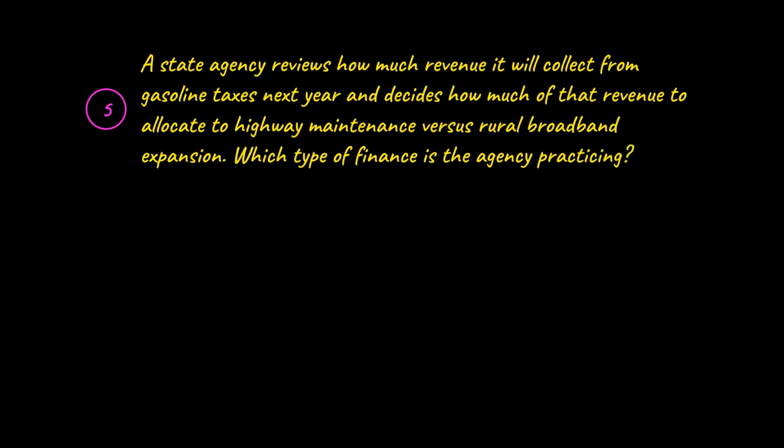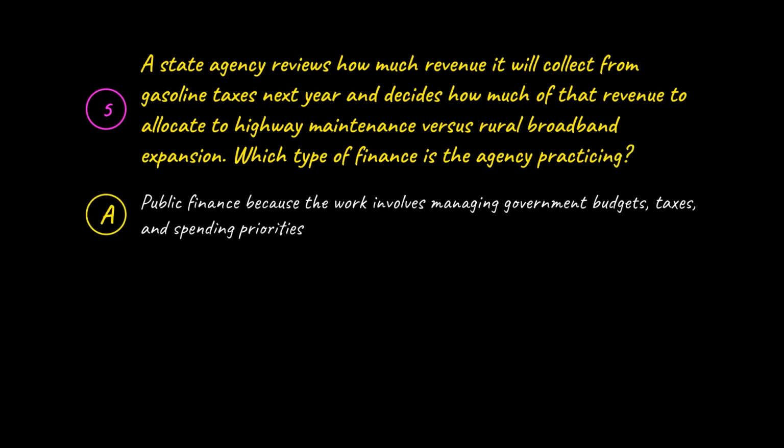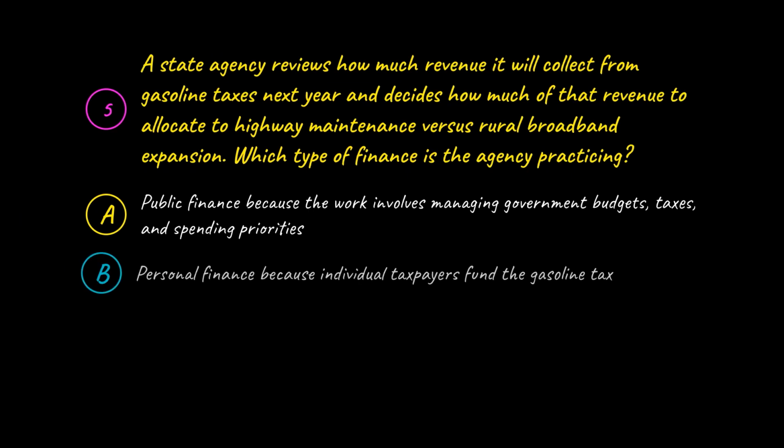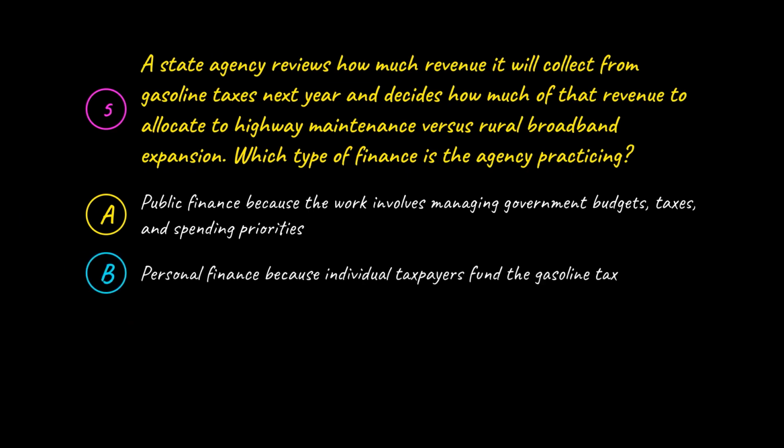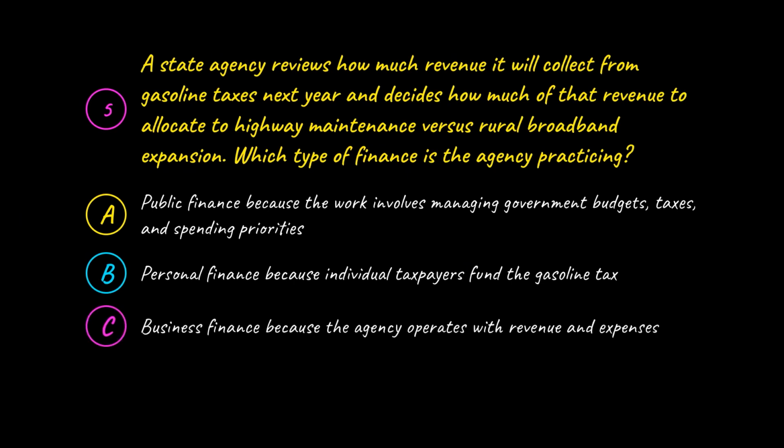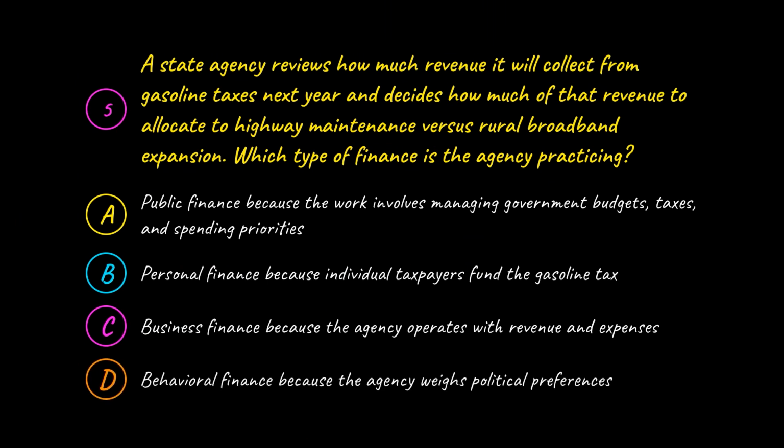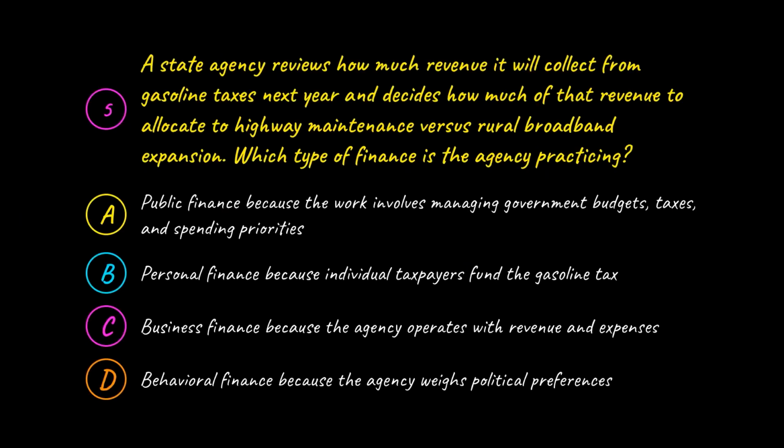Your options are A. Public finance, because the work involves managing government budgets, taxes, and spending priorities. B. Personal finance, because individual taxpayers fund the gasoline tax. C. Business finance, because the agency operates with revenue and expenses. D. Behavioral finance, because the agency weighs political preferences. Pick one. Trust your gut. Here's your chance to test yourself.